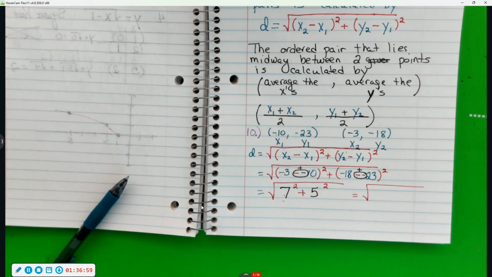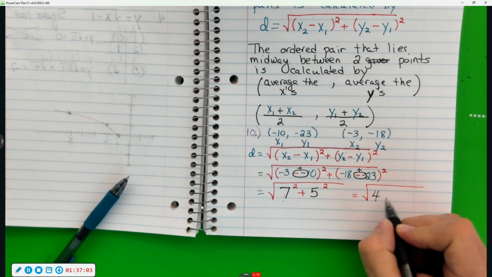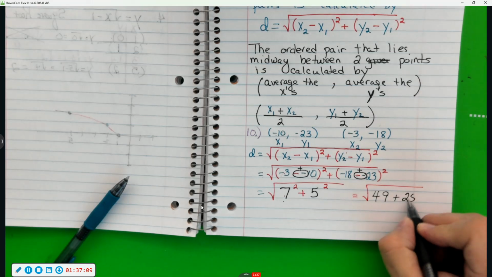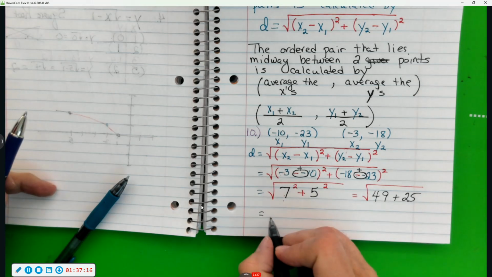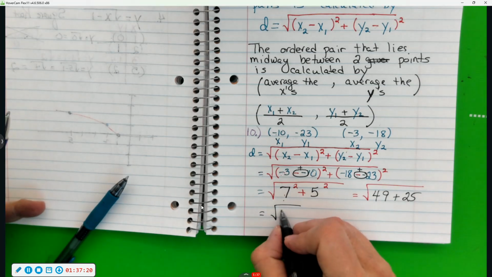Now, let's see, what are we getting here? 49, 7 squared is 49, and 5 squared is 25. Oh, I was adding wrong. I thought it was 64, but no, it isn't. What are we getting under that square root? 74.